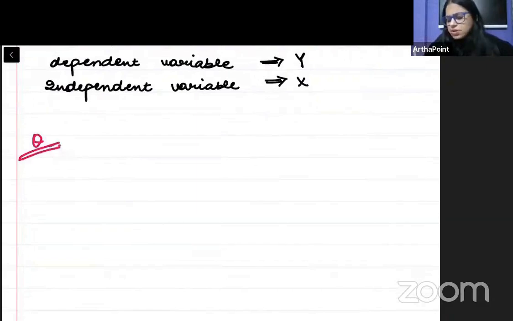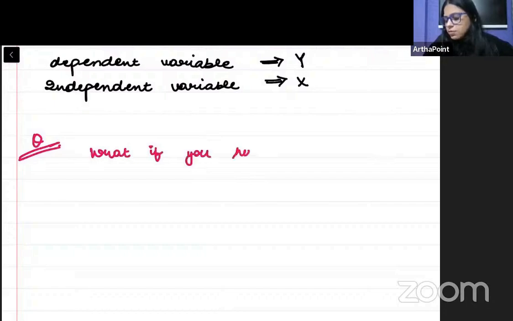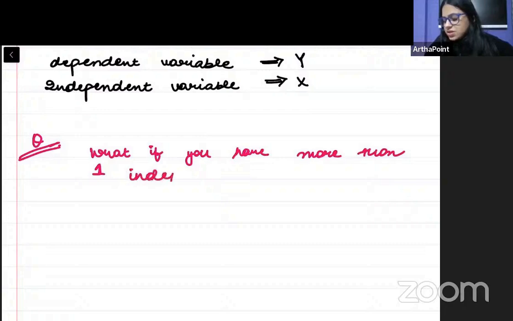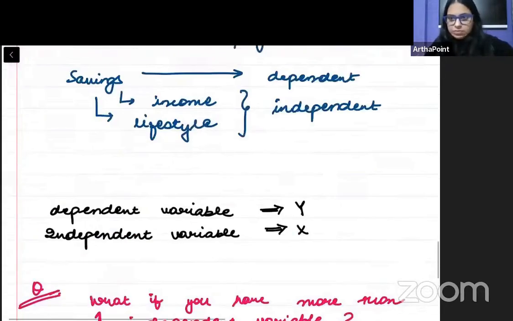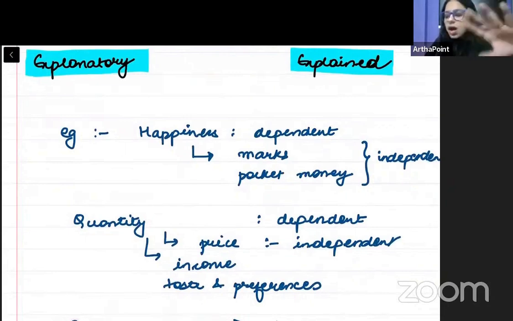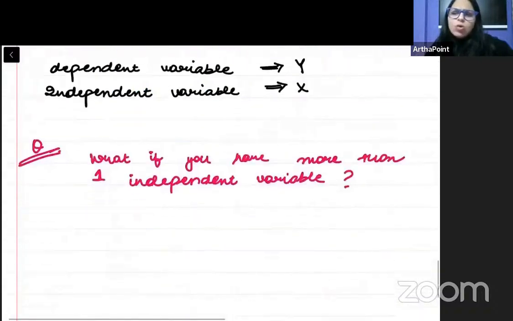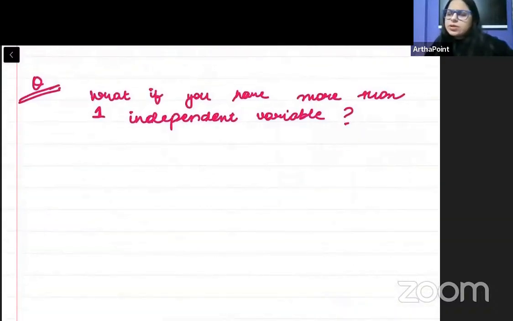अच्छा question. What if, सोच के बताओ, what if you have more than one independent variable? तो फिर हम कैसे रिप्रेजेंट करें? जैसे for example, here, your happiness was a dependent variable, but your happiness was dependent on marks, pocket money, happiness of your parents, how many movies have been released, Netflix account is there or not, etc. How will you show more than one independent variable?